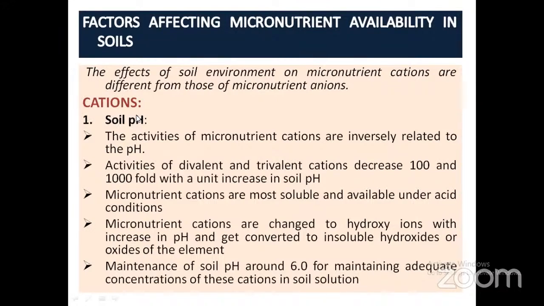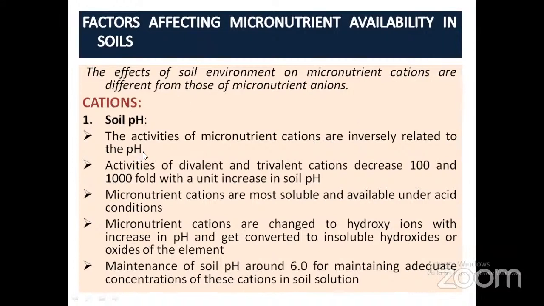So which are our micronutrient cations? Someone say it once. Iron, manganese, zinc, copper, nickel. Yeah. 5, no? Okay, now we'll see the effect of soil pH on cations. You see, soil pH predominantly regulates the solubility and availability of micronutrient cations in the soil. How? The activities of micronutrient cations are inversely related to the pH.